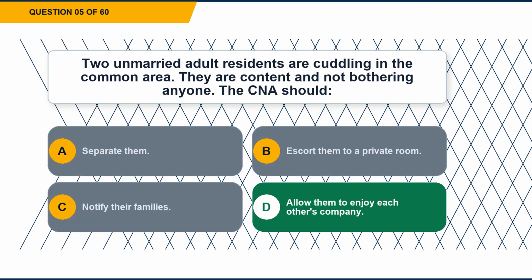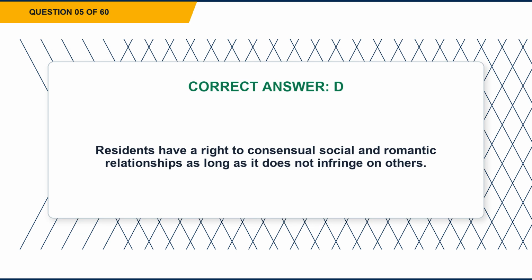The correct answer is option D. Allow them to enjoy each other's company. Explanation. Residents have a right to consensual social and romantic relationships as long as it does not infringe on others.